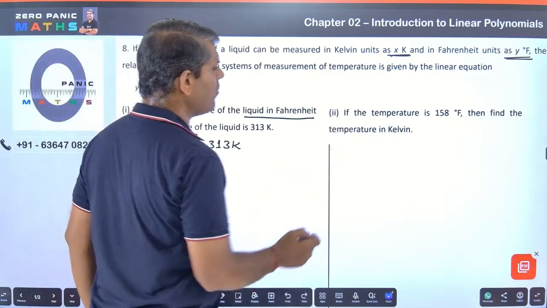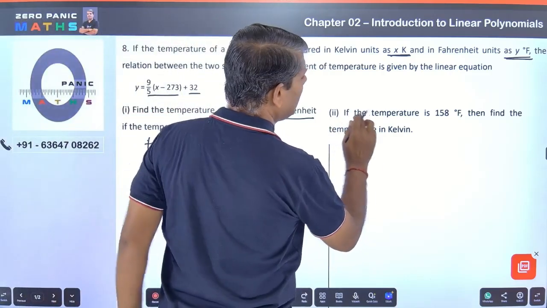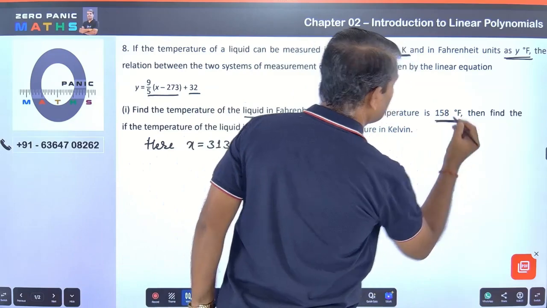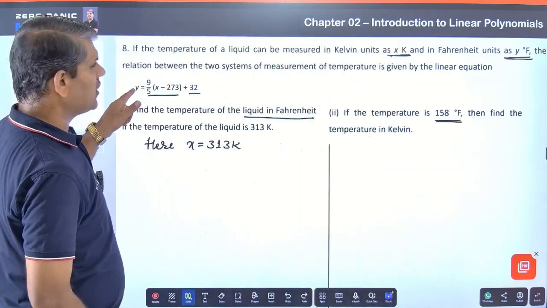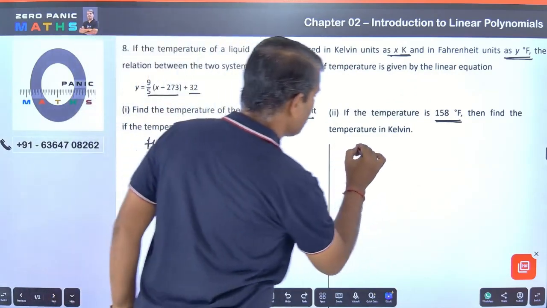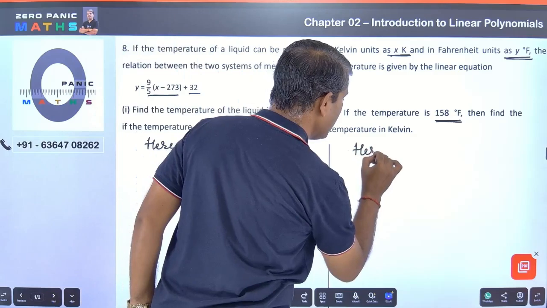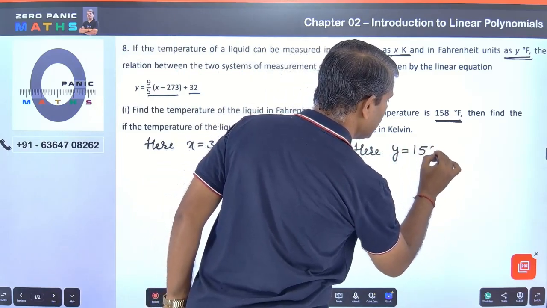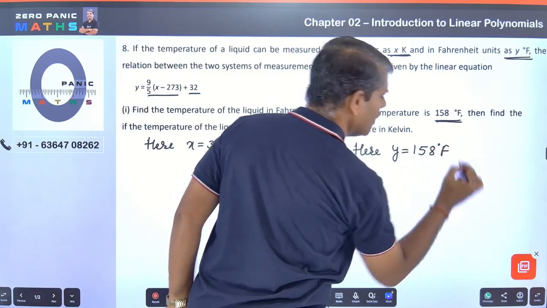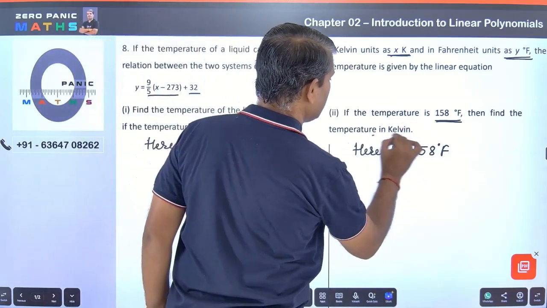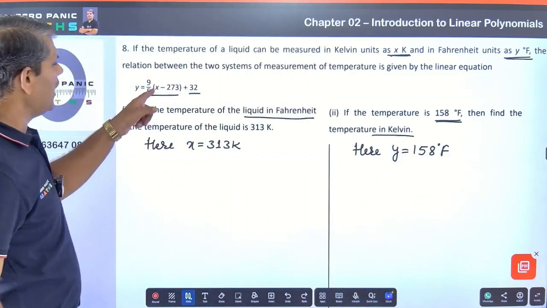Now what about problem number 2? If the temperature is 158 degree Fahrenheit. Now here y is given, as y is degree Fahrenheit. So here you can say y is equal to 158 degree Fahrenheit. Then find the temperature in Kelvin. So we need to find out the x value.